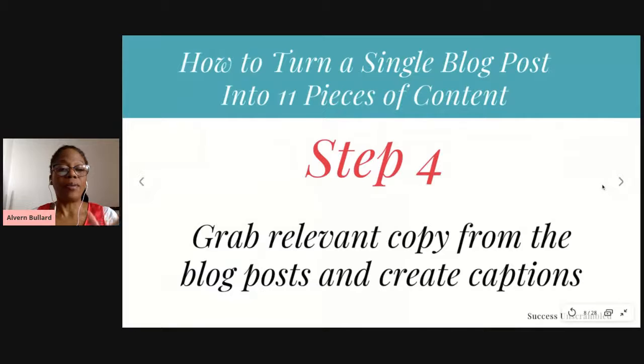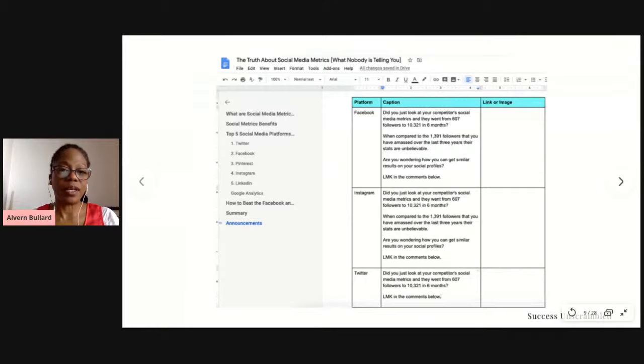Next, step 4, you grab a relevant copy from your blog post and create captions. So this is the thing about content repurposing. You're not reinventing the wheel. You're actually going to go into a blog post and take pieces of the wording from within that blog post and stick it in as captions. Of course, you need to tweak it here and there to match. When I write in my blog post, this is the most important key here, it's like I'm talking to the audience directly. And if you write that way in your blog post, then it's really easy to grab something from your blog post and stick it in as a caption and tweak it accordingly.